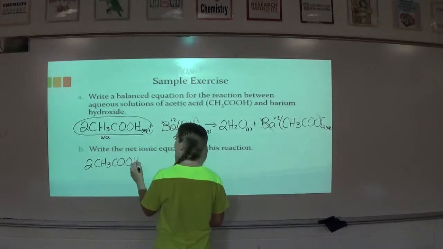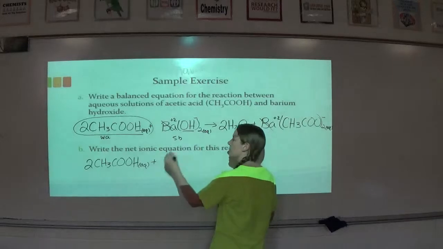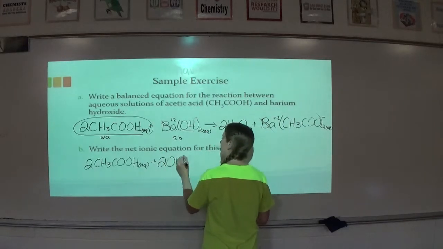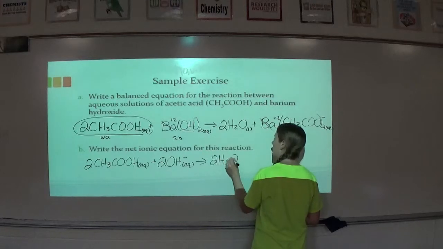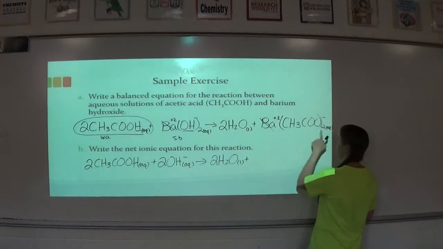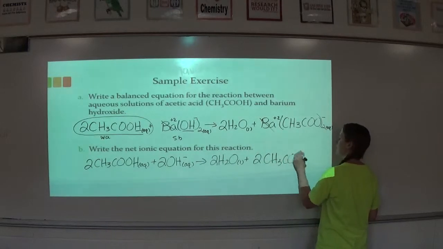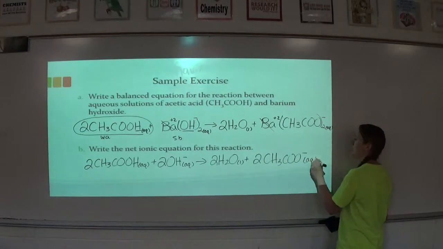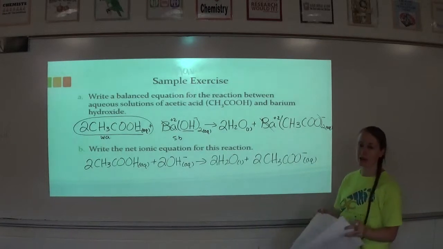So what I'm left with is 2CH3COOH, or 2 of my acetic acid, plus, and then remember how we pull the subscript up front, 2 OH- yields 2H2O, liquid, and then I'm going to pull that subscript up front, 2CH3COO- aqueous. So in other words, the only spectator I have in this reaction is, of course, the barium.